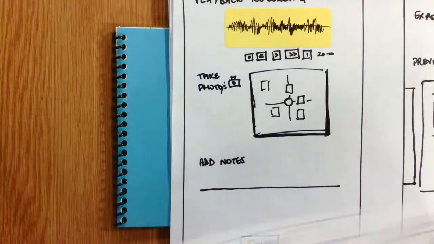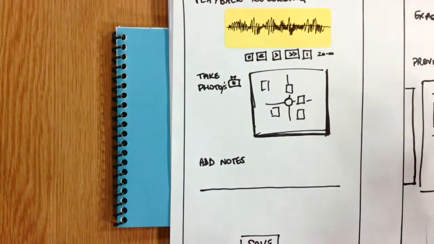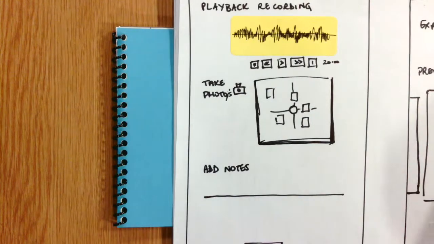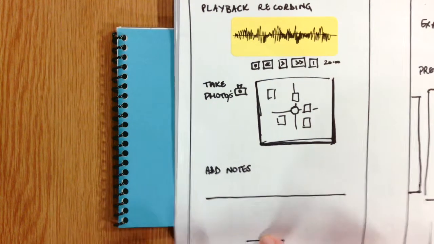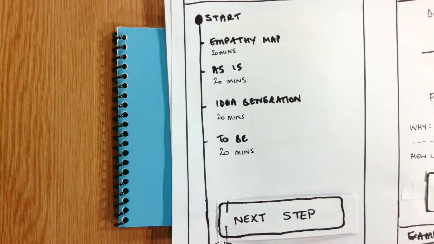Once the timer's run out, it automatically went to the review screen, which gives you your playback recording, and you're able to take photos of all of your post-its and add any notes from that activity. And then once you click save in here, once you're happy with everything, that'll take you back to your schedule, where this will have hopefully changed colour to tell you you've completed the activity, and you'll be able to click next step and work through each of your activities that way.